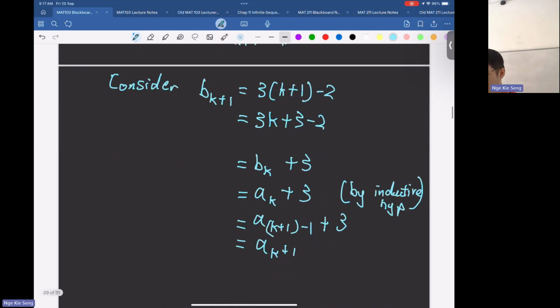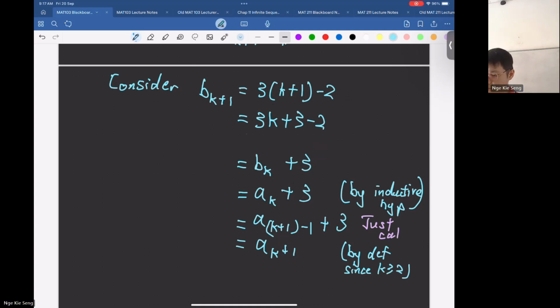How about the rest? The last one is by definition. By definition, since k is greater or equal to 2. The middle one is just calculation.